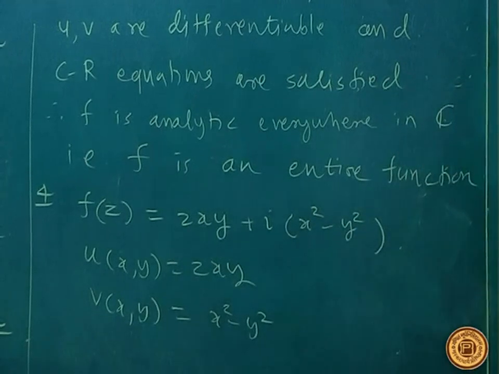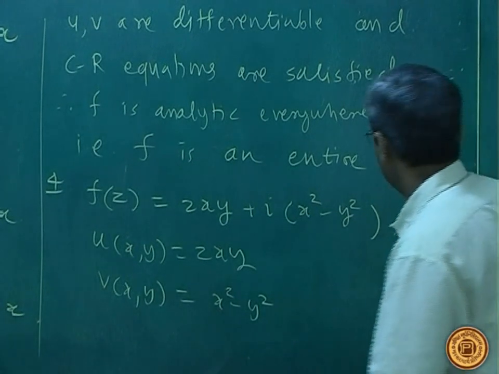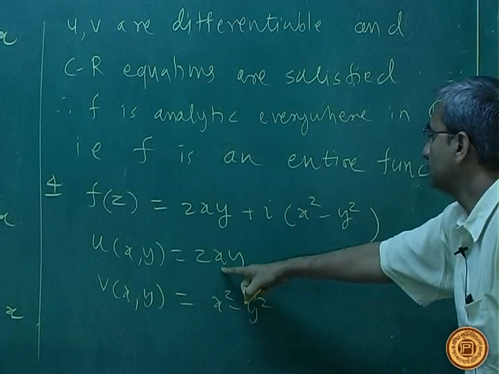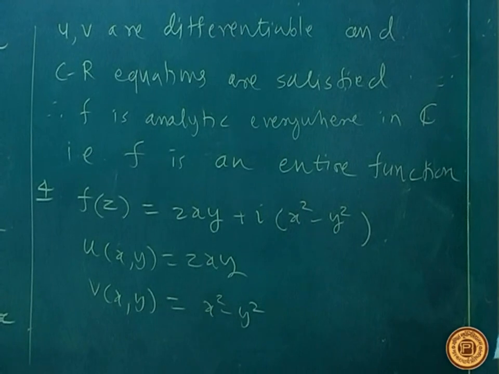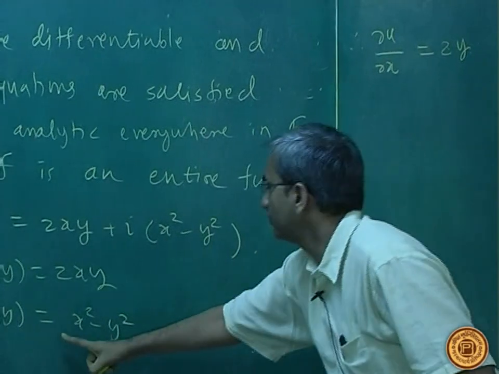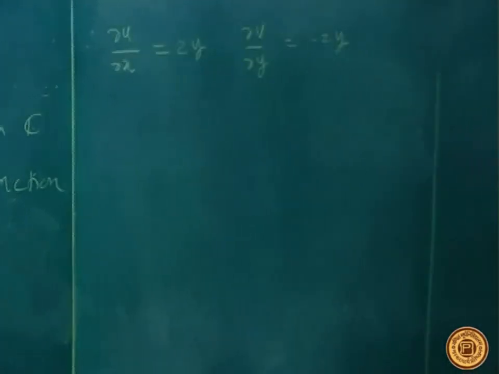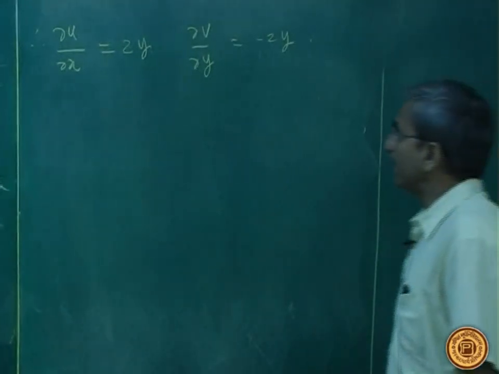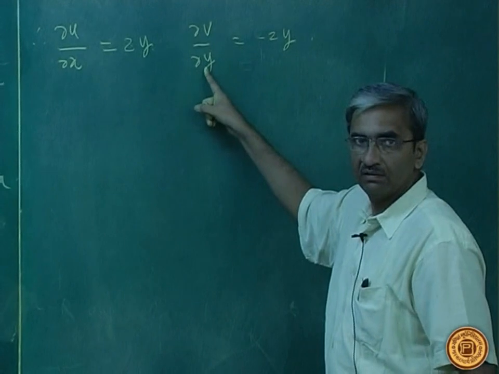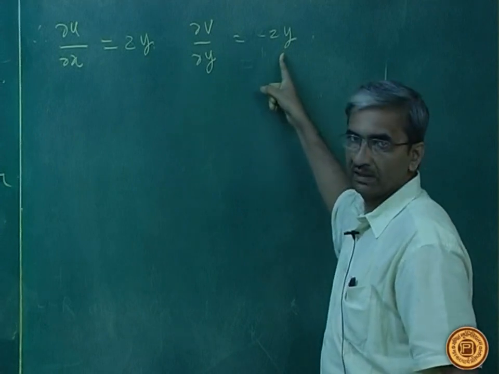So what is ∂u/∂x? ∂u/∂x is equal to 2y. ∂v/∂y is minus 2y. But we want ∂u/∂x equal to ∂v/∂y. So these two we want equal for Cauchy-Riemann equations. But then that will force 2y equal to minus 2y. That means y is equal to 0.